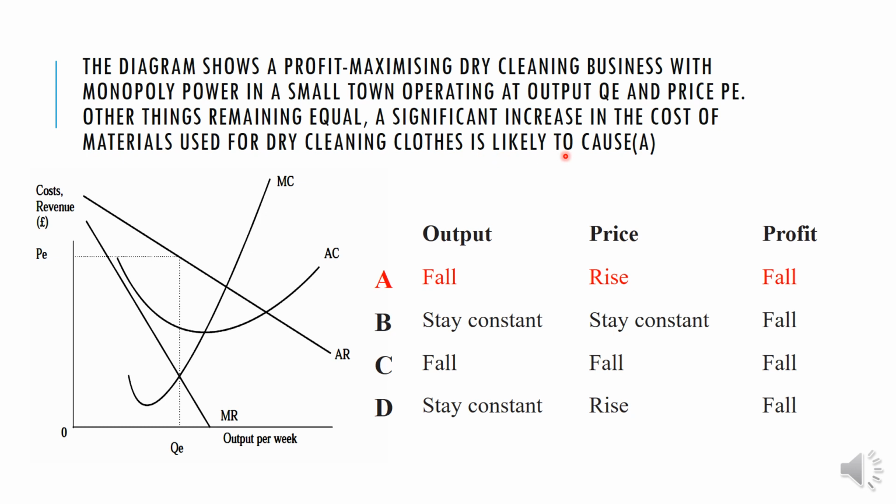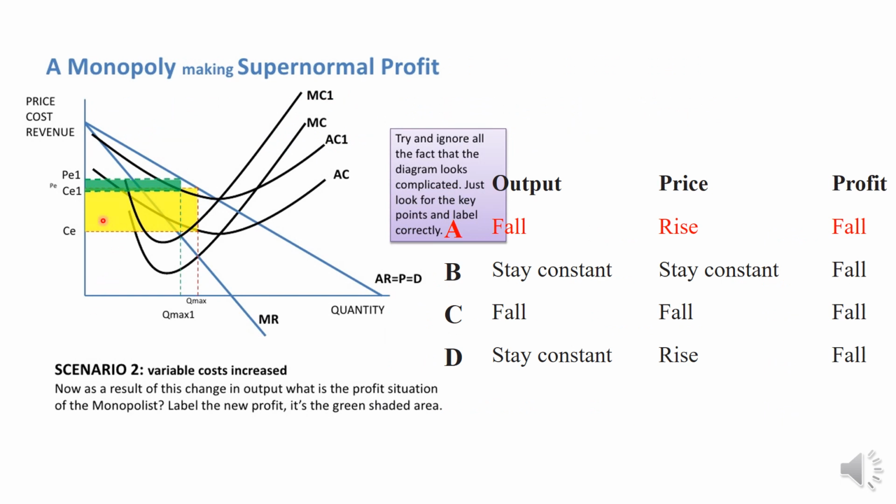So here demand doesn't have any change. So AR and MR we are not changing. We are just changing the average cost. Average cost changes means marginal cost will also change. So here you can see that this shaded part is called the profit. This yellow shaded part is the previous profit, but now because of the increase in cost, average cost is shifted up, it is increased. So marginal cost is also increased.